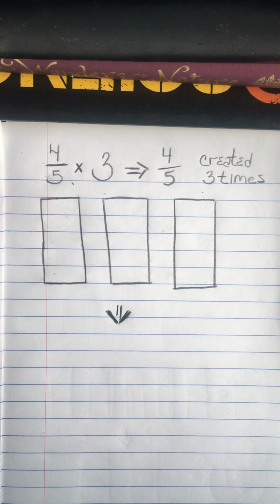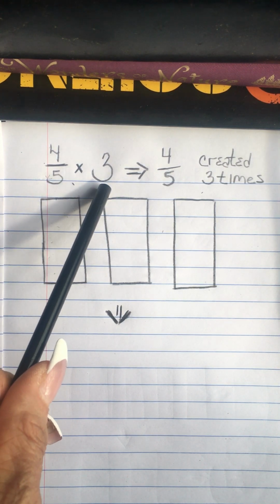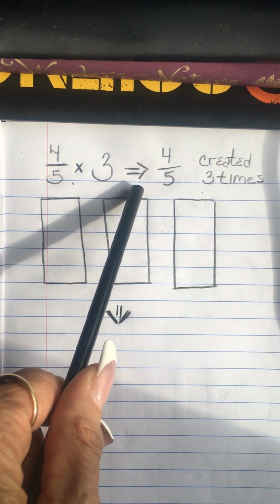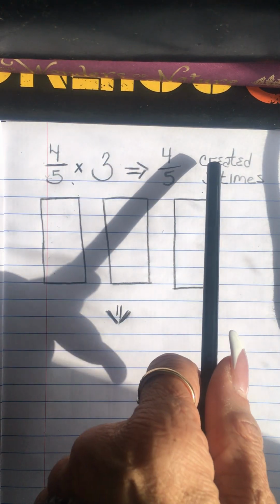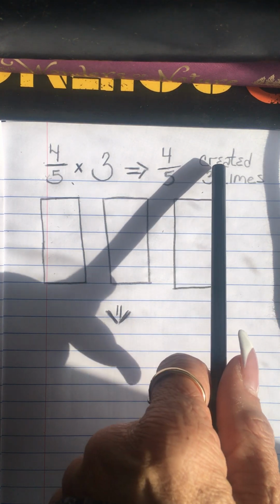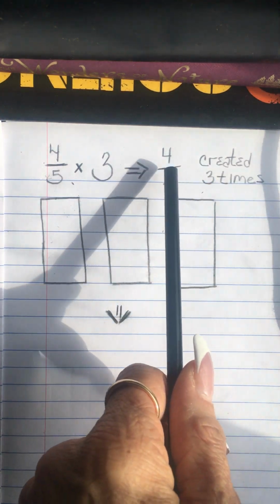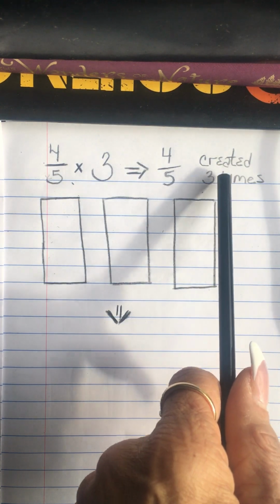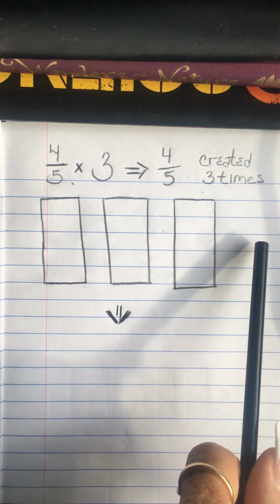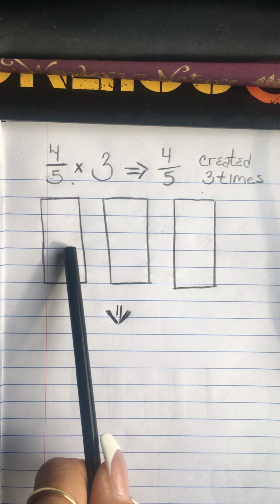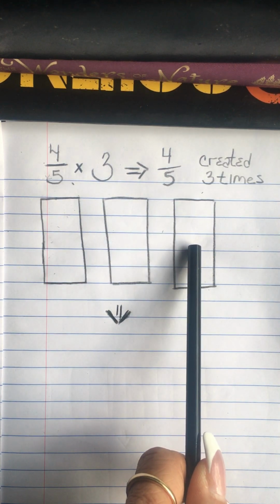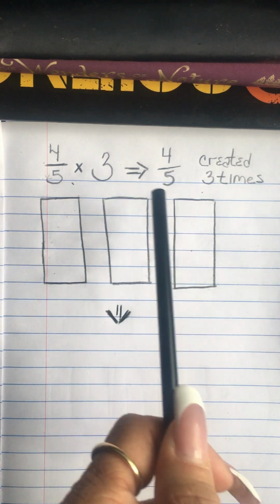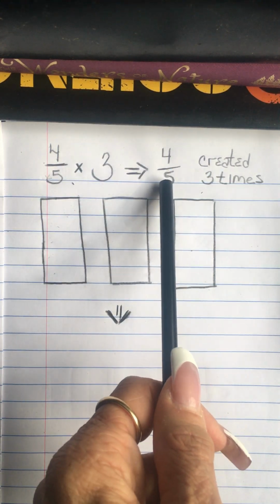Okay, so now we've got a fraction, 4/5 times 3. That simply means I'm going to take 4/5 and I'm going to create it 3 times. So you'll see down here, I've got 3 whole units: 1, 2, 3. Now I need to split this up to reflect my fraction of 4/5.